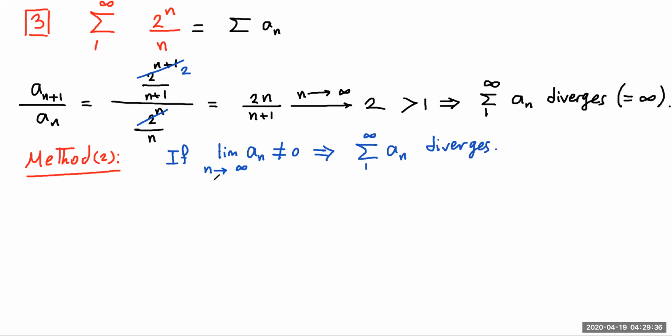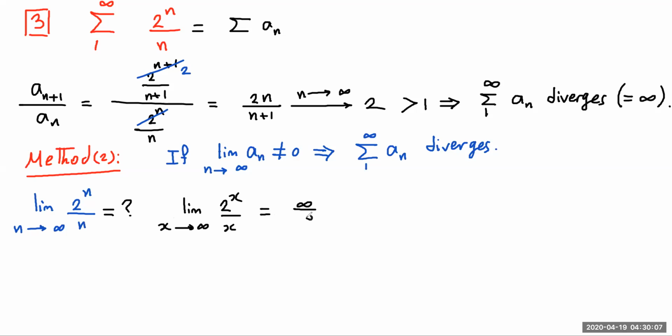So how to calculate the limit of 2 power n over n when n goes to infinity. To find this, let's calculate the limit of 2 power x over x when x goes to infinity. So here it will be infinity over infinity, an indeterminate form. So let's use L'Hopital's rule.